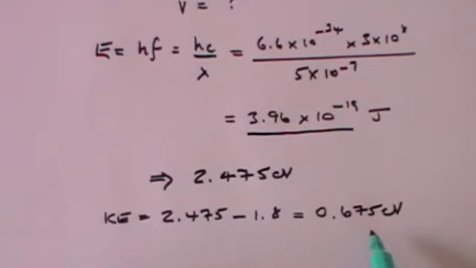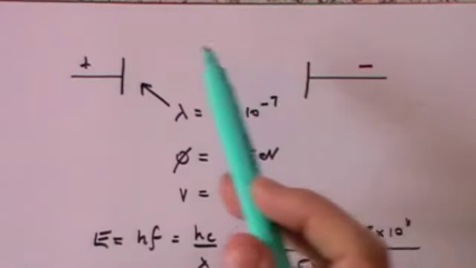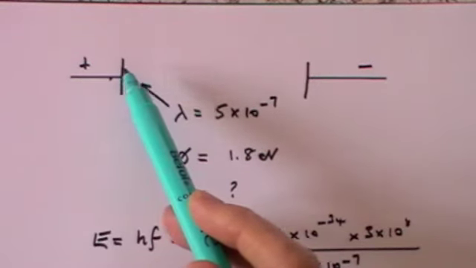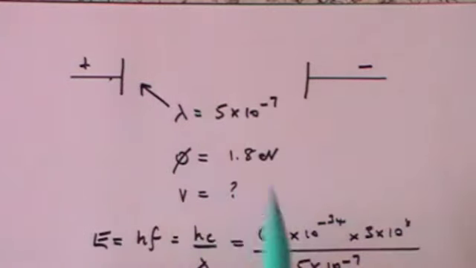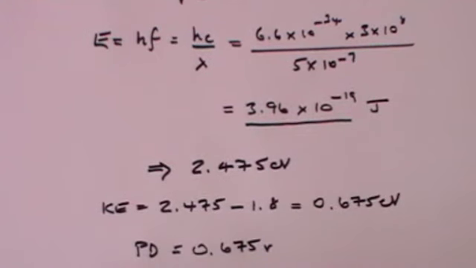So a kinetic energy of 0.675 electron volts is the energy that an electron would get if it was accelerated through 0.675 volts. Consequently, if you put 0.675 volts across in this way, such that this is the positive terminal, in other words, it's trying to stop the electrons from emerging because they are negatively charged, and this is now going to be positively charged. If you put 0.675 volts across, so the PD is equal to 0.675 volts, you'll stop the electron from emerging in the first place.